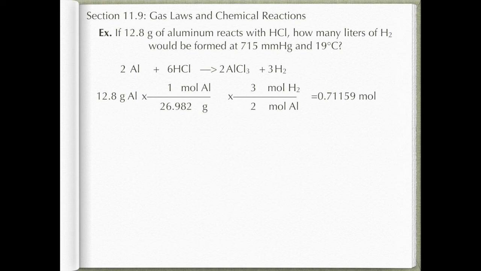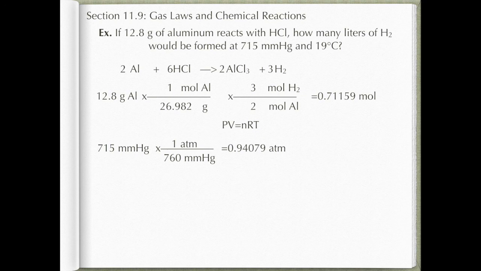So now I have my moles of hydrogen gas, I know the pressure of my hydrogen gas, and I know the temperature of my hydrogen gas. And so what I can do is now use PV equals nRT and solve for the liters of hydrogen. The only issue is because I have 715 millimeters of mercury, I first have to convert that. I'm going to take that, put atmospheres on top, millimeters of mercury on bottom. When I divide, I get 0.94079 atmospheres, and now I can use that pressure in my ideal gas law.